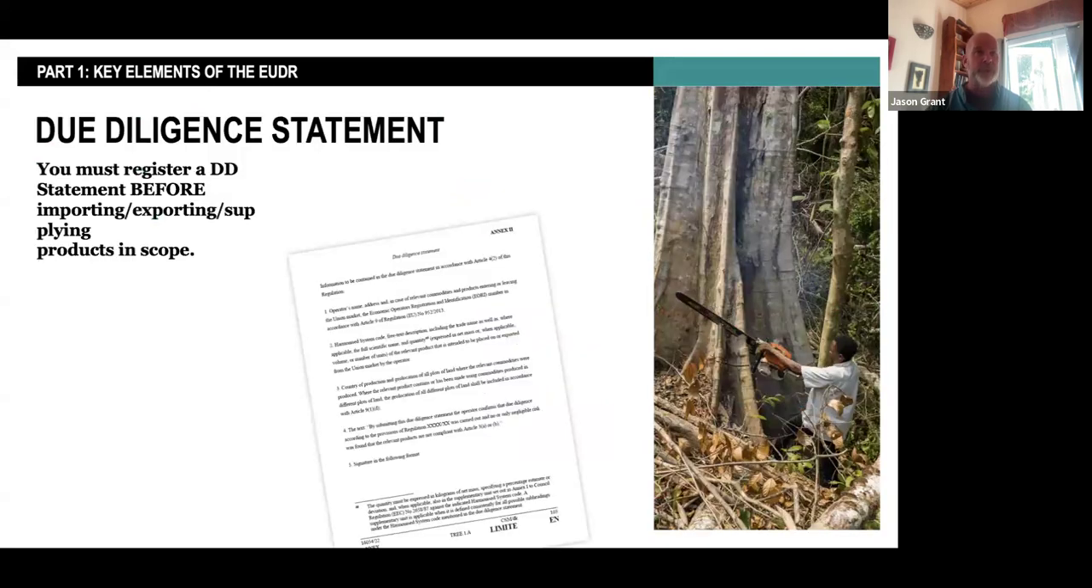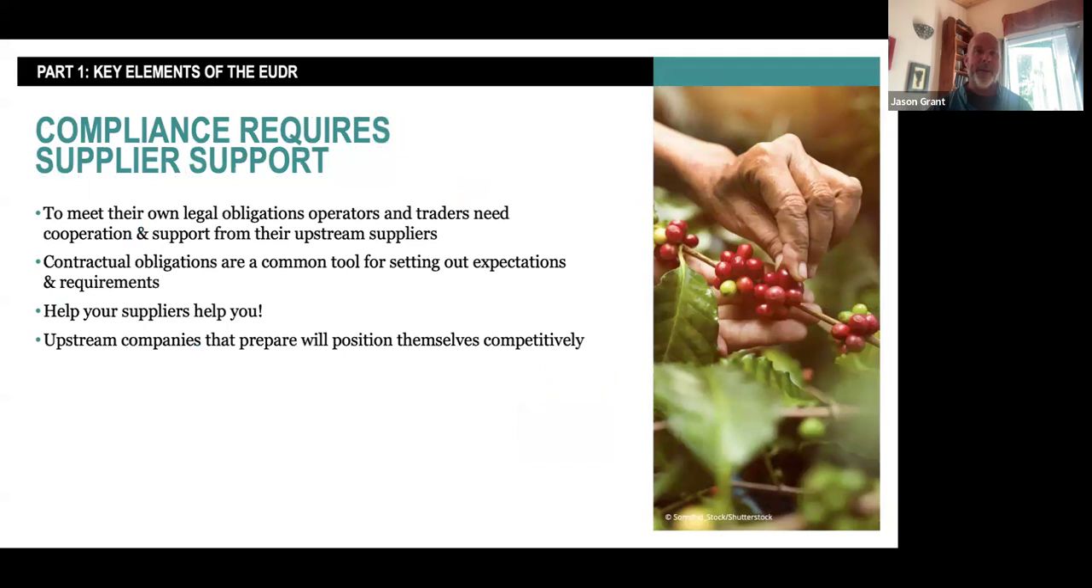So I talked about the due diligence statement, which you have to register before you place the product on the market. And yeah, this is fairly obvious, I guess, but clearly your compliance with this regulation, if you're an operator and there's several tiers of the supply chain above you and between you and the forest or farm, your due diligence is only going to be as good as your suppliers' due diligence, information gathering. I mean, you're basically reliant on what people are doing up the supply chain.